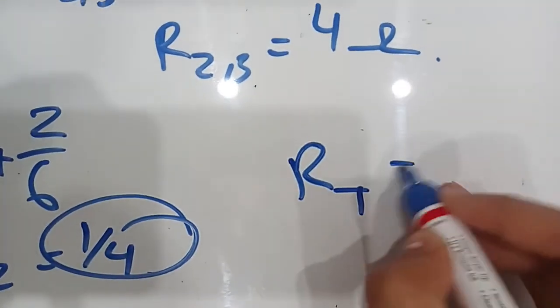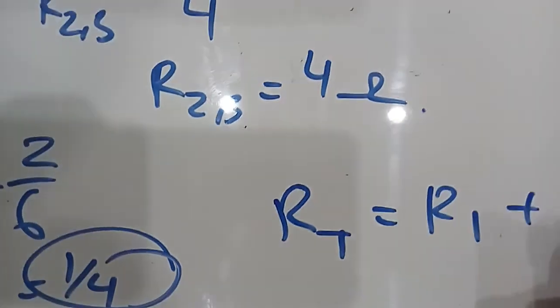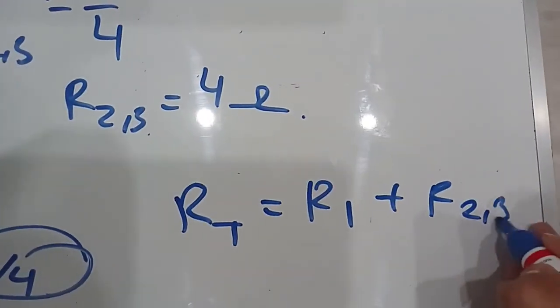Now to calculate the total resistance, we also have to add this. So resistance total equals the resistance of resistor 1 plus the combined resistance of these two.